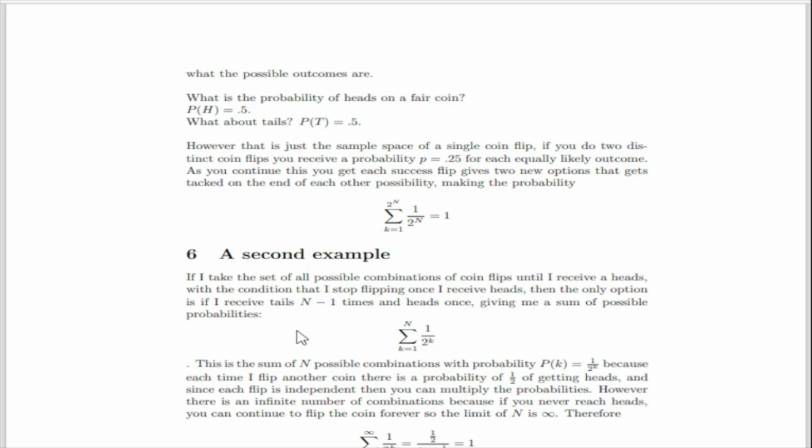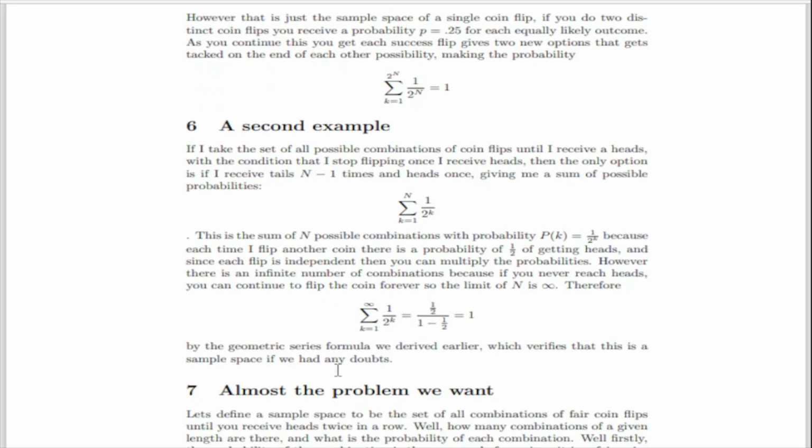As you continue this, each successful flip gives you 2 new options that get tacked on to the end of each other possibility, making the number of possibilities go from 1 to 2 to the n different possibilities, each with a probability of 1 over 2 to the n. So there are 2 to the n different possibilities, each with a probability of 1 over 2 to the n, which gives you a total of 2 to the n over 2 to the n, which equals 1.